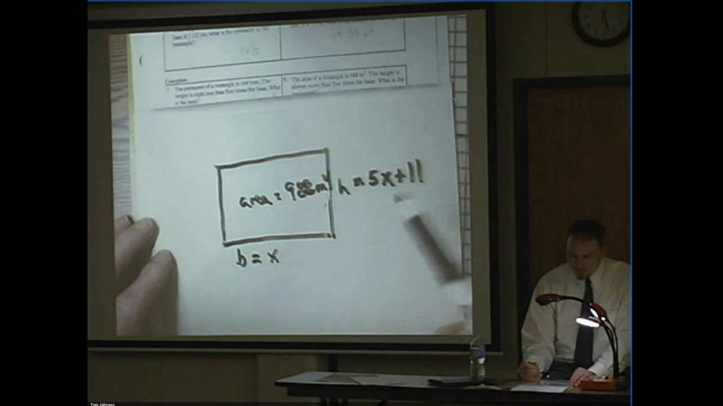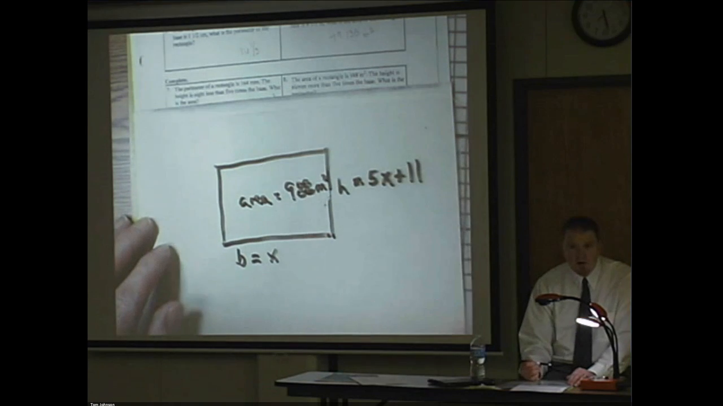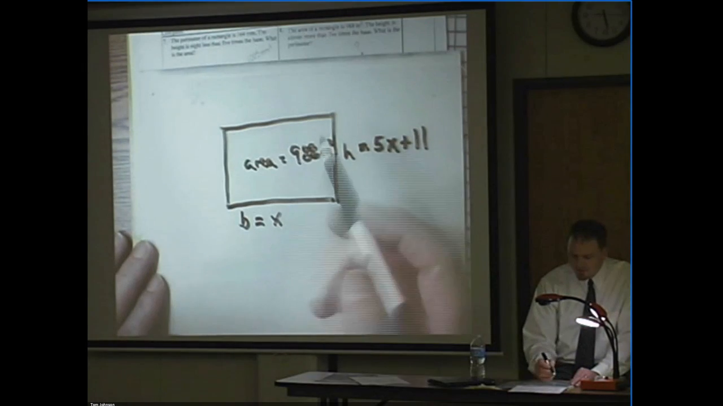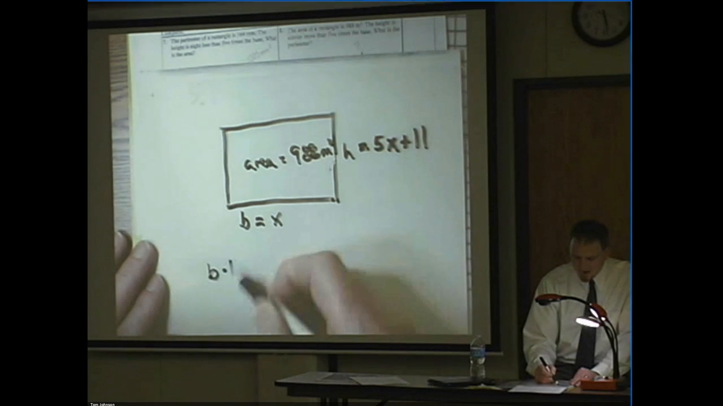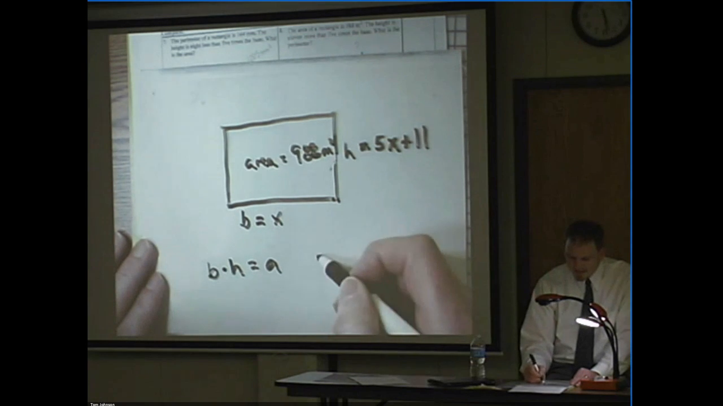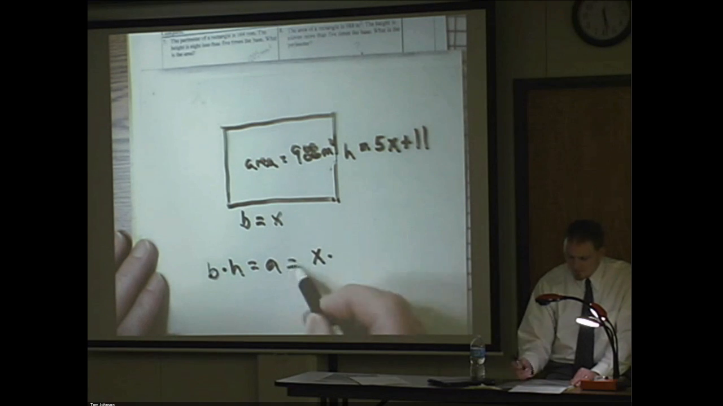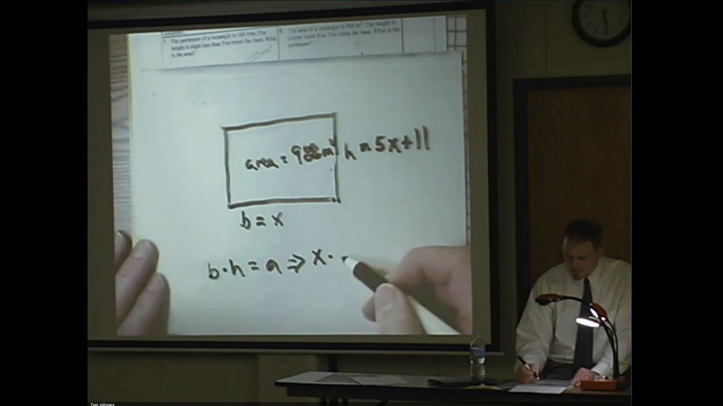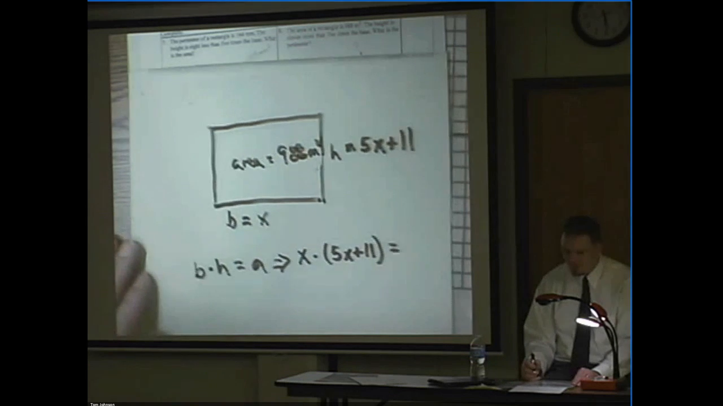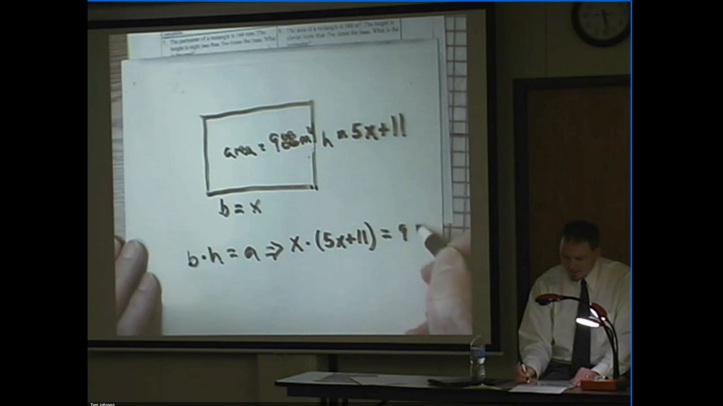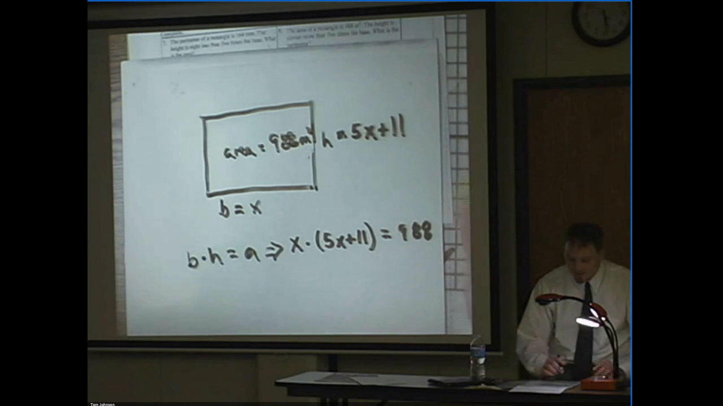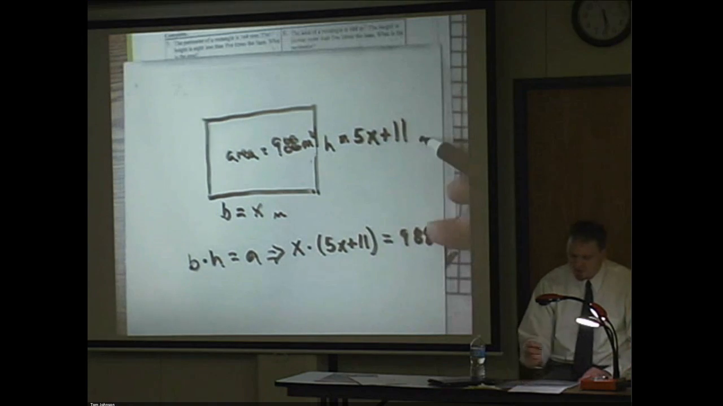So now I need to figure out what x is, and I can figure out all of this other fun stuff, right? All right. I know that my area is going to be my base times my height, and that's going to equal the area. So we've got the base, which is x, times the height, which is 5x plus 11. And that's equal to the area, which is 988 meters squared. So I know we're dealing in meters here, right? So we call this 8 meters, and that's meters as well.